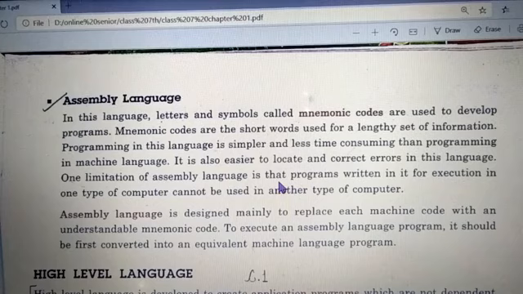Whatever machine language was there, to replace it, assembly language is there. And to execute an assembly language program, it should first be converted into an equivalent machine language program, because only then will the computer understand, because the computer always understands binary language. So assembly language has to be converted into binary machine language, fine.